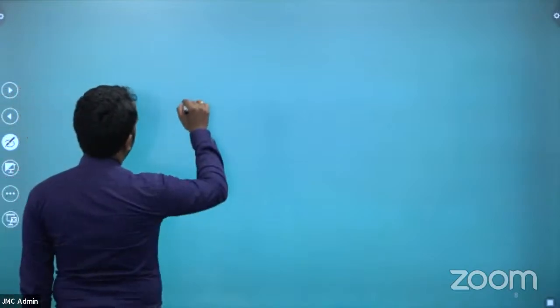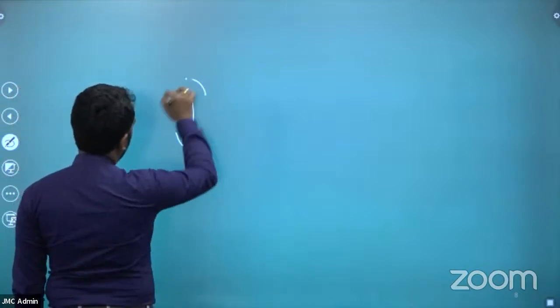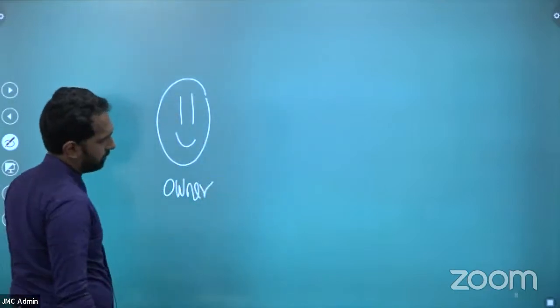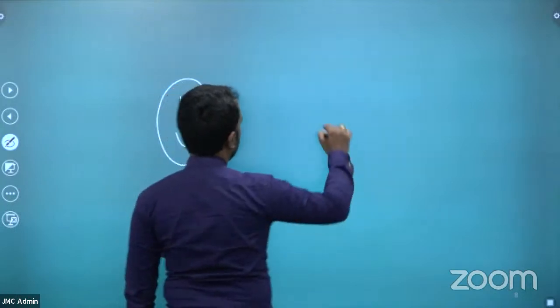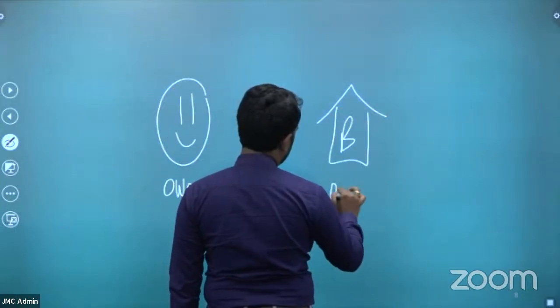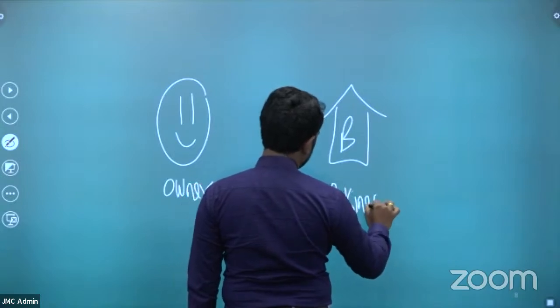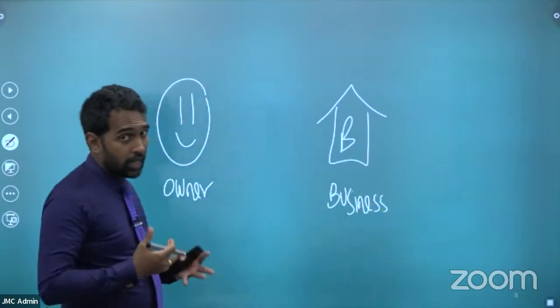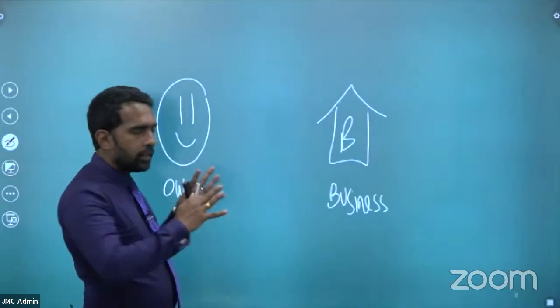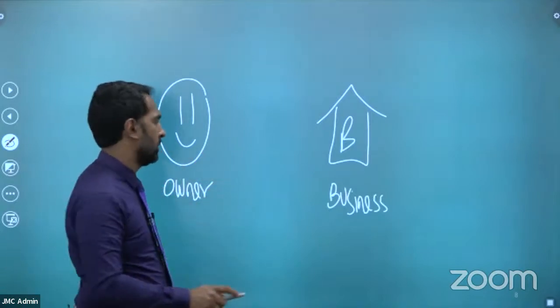Now, what the business entity concept says is, when you take the owner of the business, let's say this is the owner of the business, and let me take this as the business for an example. This is the business. Now, what we need to understand in the business entity concept is that the owner and the business are two different things.